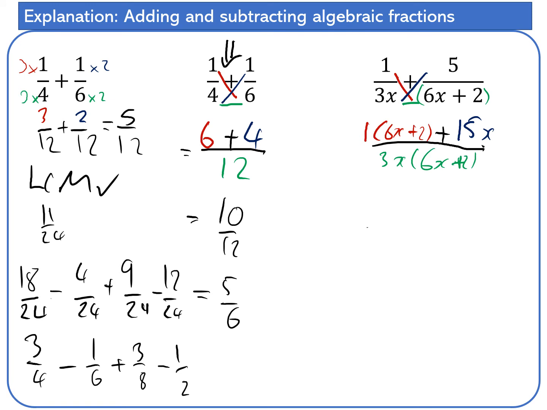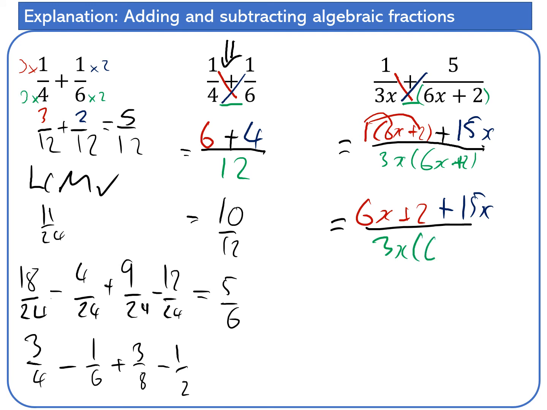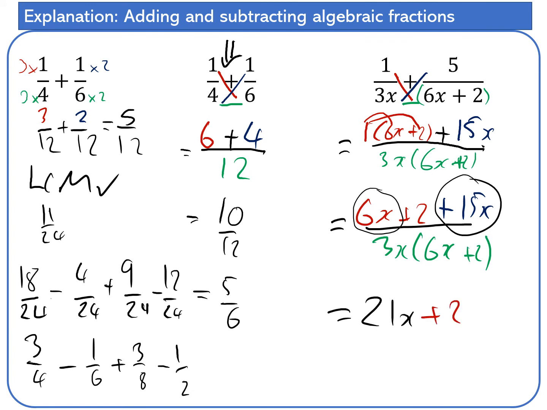So next job for me to do, and this is all equal. I need to expand that bracket out, so 1 times 6x, 6x, 1 times 2 is 2, and I've still got that 15x, and we are still adding it, and then underneath I've got 3x, 6x plus 2 still, and now I just collect together like terms, so the 6x and the 15x are like terms, so that's 21x, still got the plus 2, and still got the denominator, and that question is now finished.